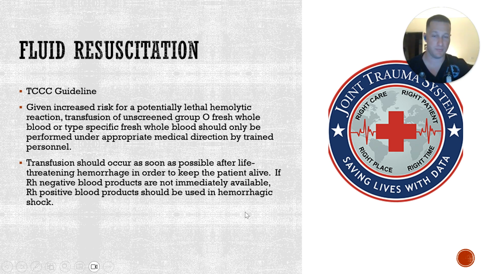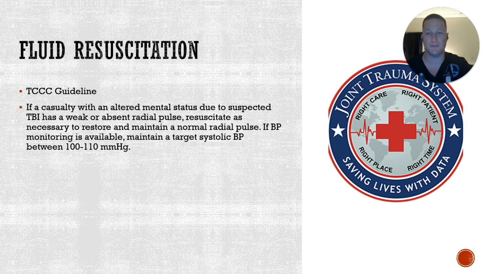If they're a childbearing age female, there are things to do about that later, but again, beyond the scope of the course, save their life. Most of the blood you'll get is O positive. It's not going to be O negative. If a casualty with altered mental status due to suspected TBI has a weak or absent pulse, resuscitate them as needed to restore a normal radial pulse. And if you have BP monitoring, you can resuscitate them up to 110 systolic because you want to increase perfusion to their brain.